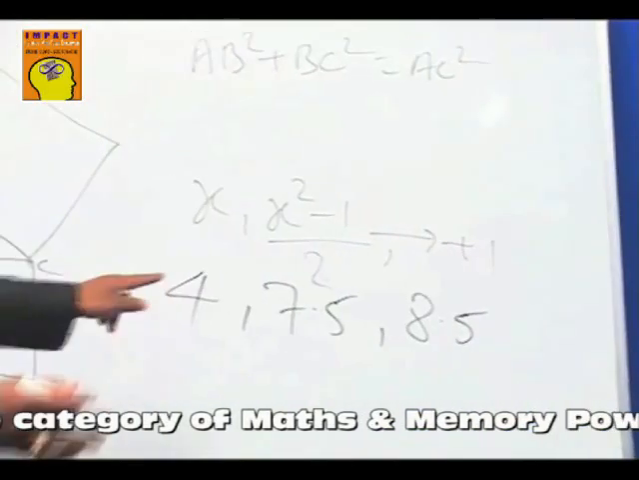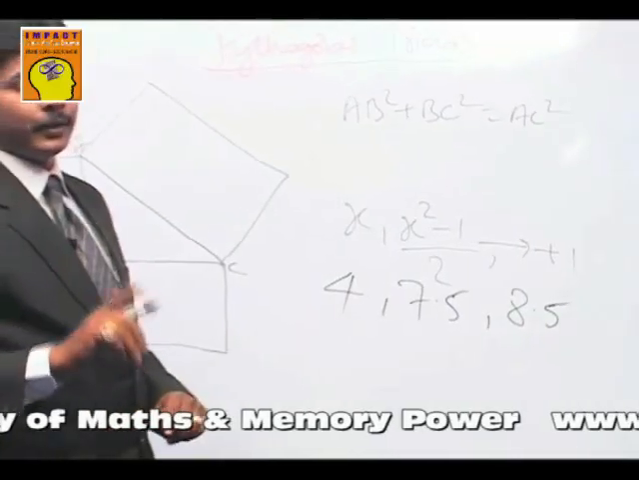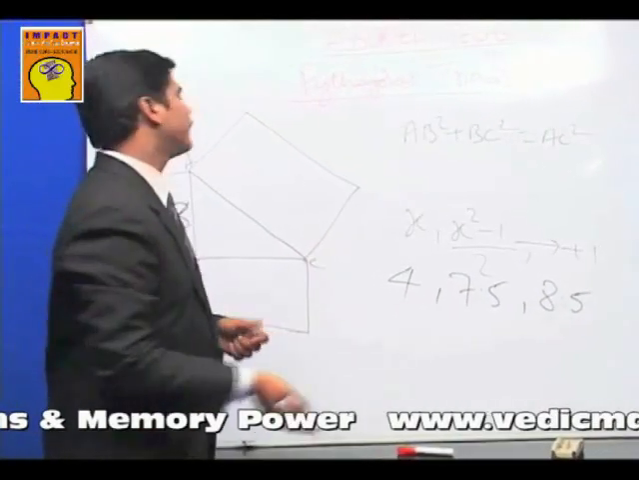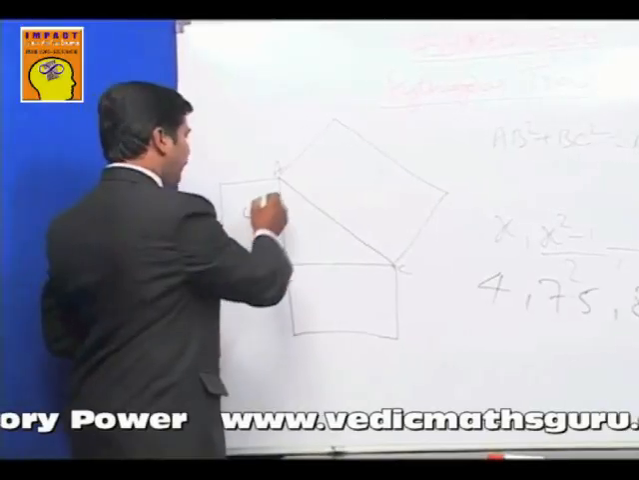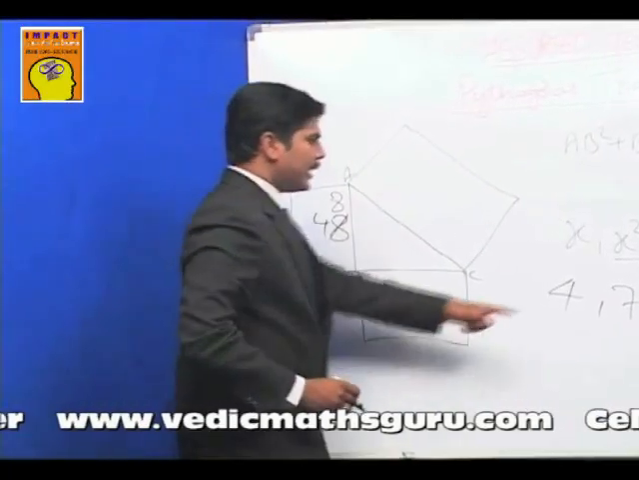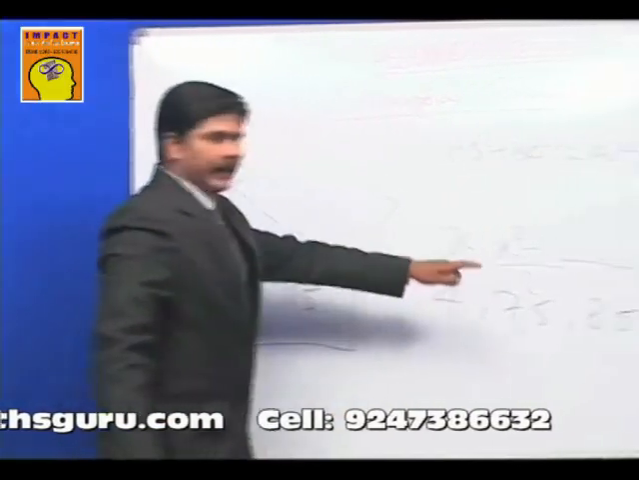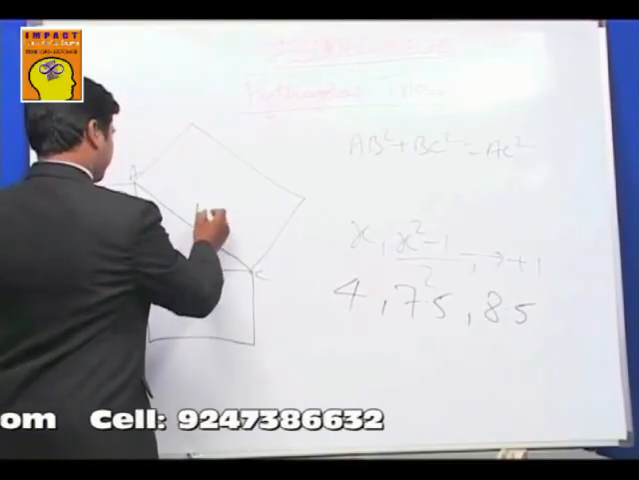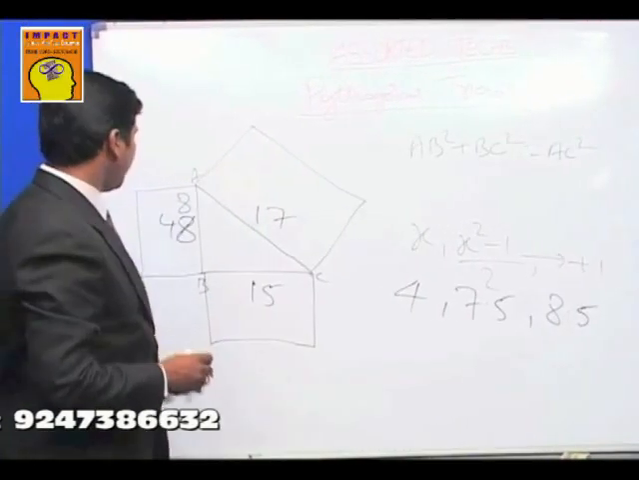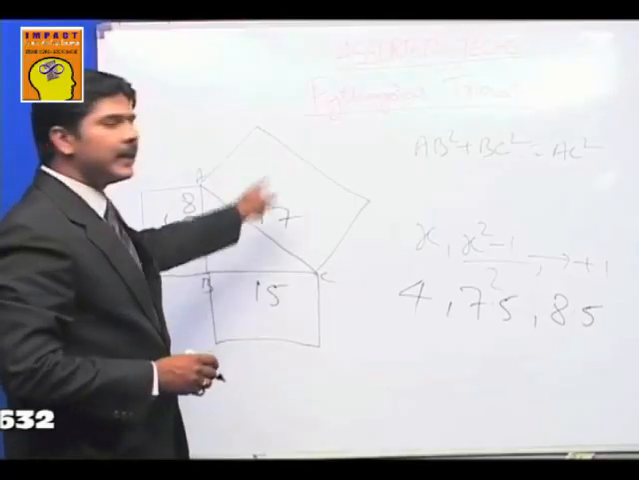Okay. Now this is for 4, not for 8. Now if you want to generate for 8, what you have to do is double them. 4 double is 8. 7.5 double is 15 and 8.5 double is 17. So the triads for 8 are 8, 15 and 17.